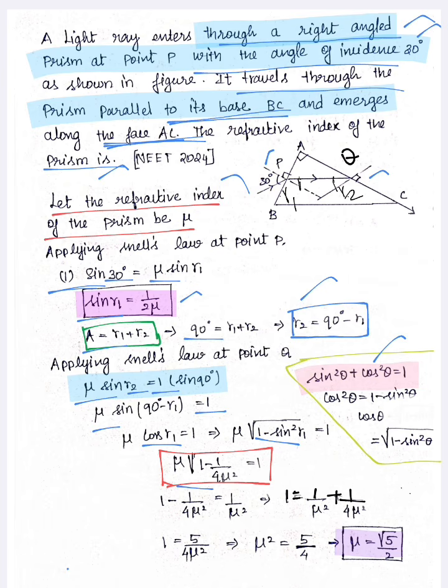We get mu into root of 1 minus 1 by 4 mu square equal to 1. If we square on both sides we get mu square into 1 minus 1 by 4 mu square equal to 1. When we solve this we get mu square minus 1 by 4 equal to 1, so 5 by 4 equals mu square. From this mu square equal to 5 by 4 and mu equal to root 5 by 2.